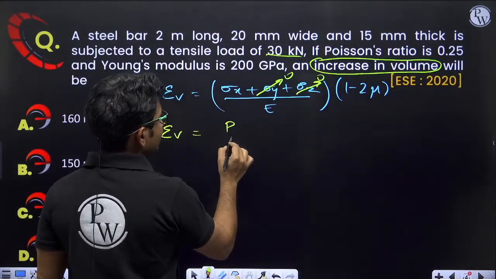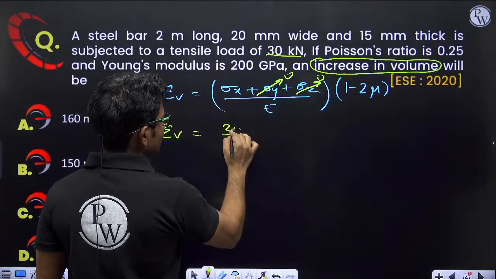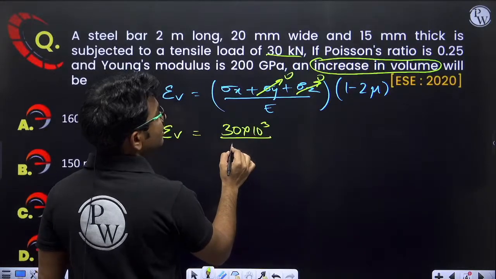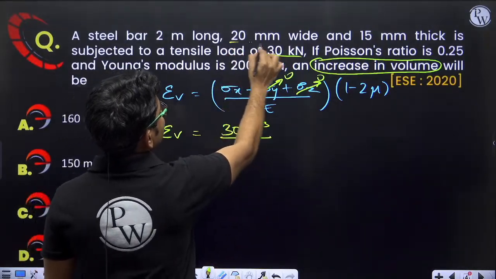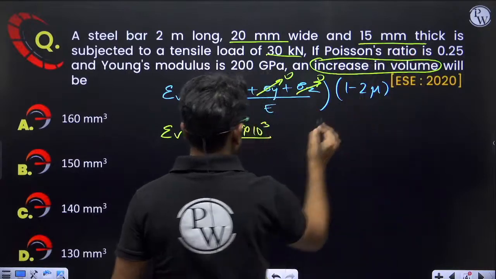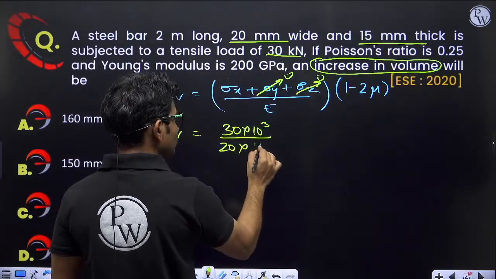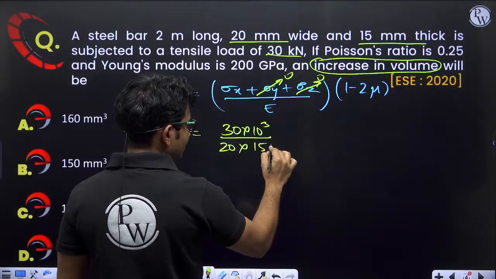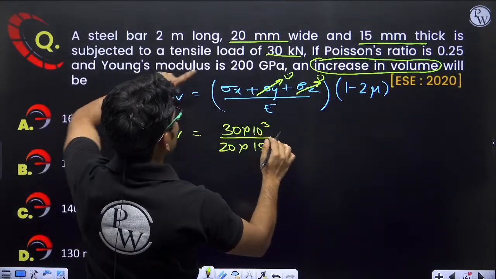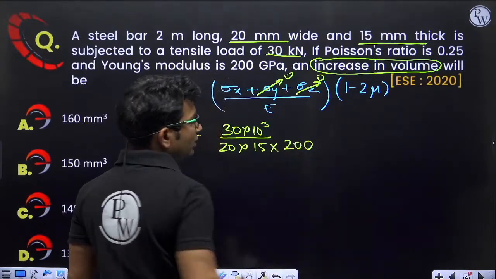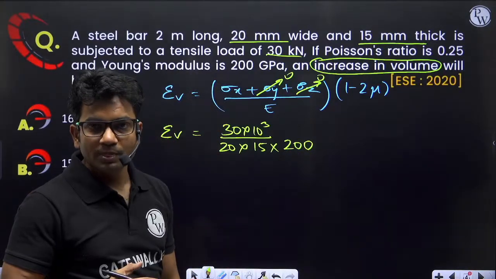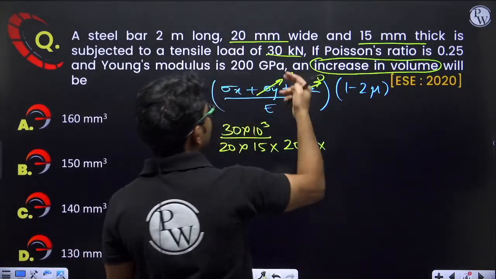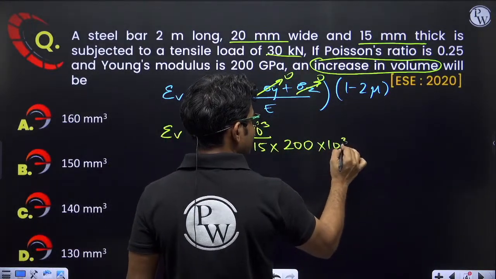Sigma x will be how much? Force divided by area. So what is the force? 30 kilonewton, so 30 into 10 to the power 3, converting into Newton, divided by area. Cross-sectional area will be 20 mm wide and 15 mm thick, so 20 into 15. This is the stress in x direction divided by E. E is how much? Young's modulus is 200 gigapascal. Let us convert into megapascal, which means Newton per mm square. So if we convert gigapascal into megapascal, we have to multiply by 10 to the power 3.